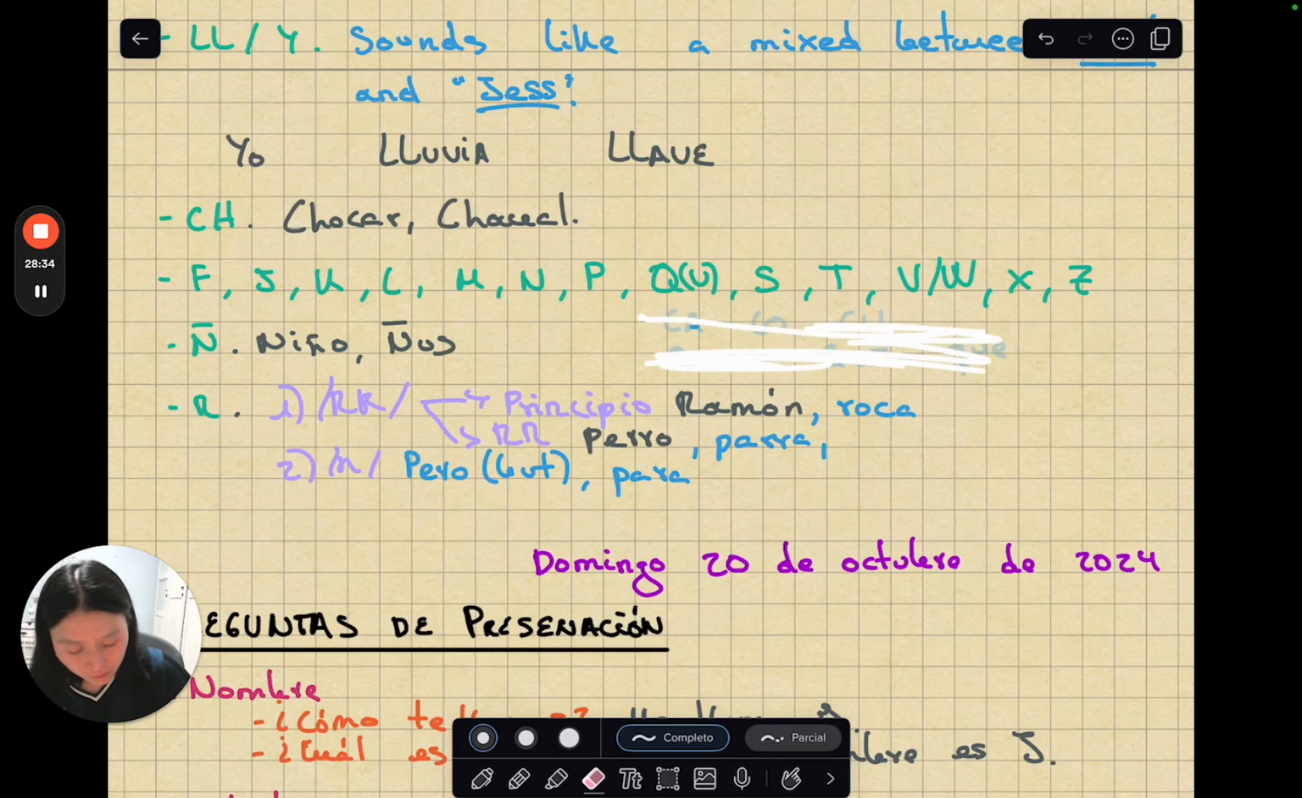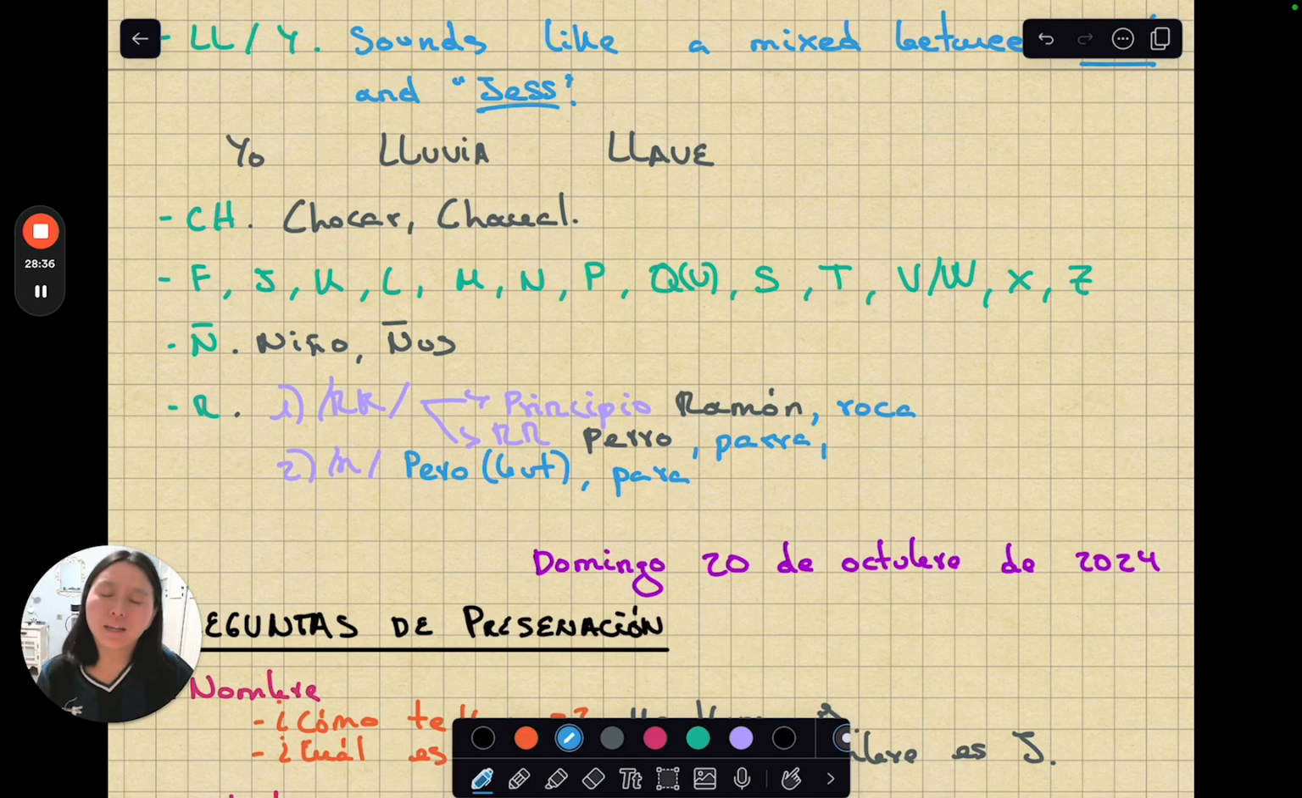Then we have the L, la, le, li, lo, lu. The thing is that in English you say la, la, la. In Spanish we say la, la, la. See that? In English the sound comes from here. It's a guttural sound. In Spanish the sound comes from here. It's a more nasal sound.